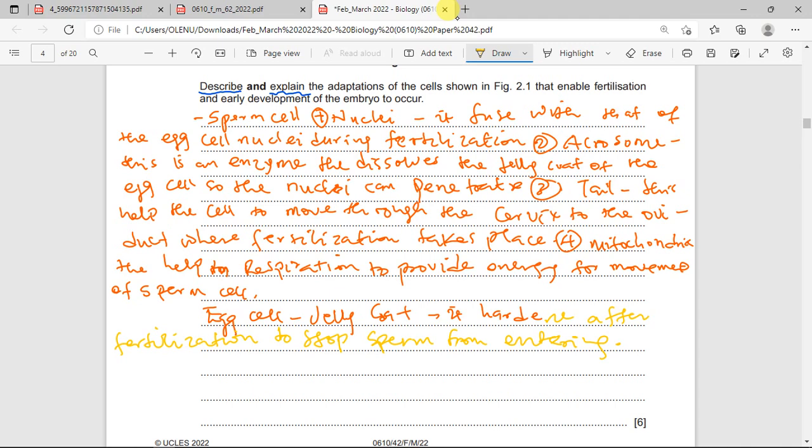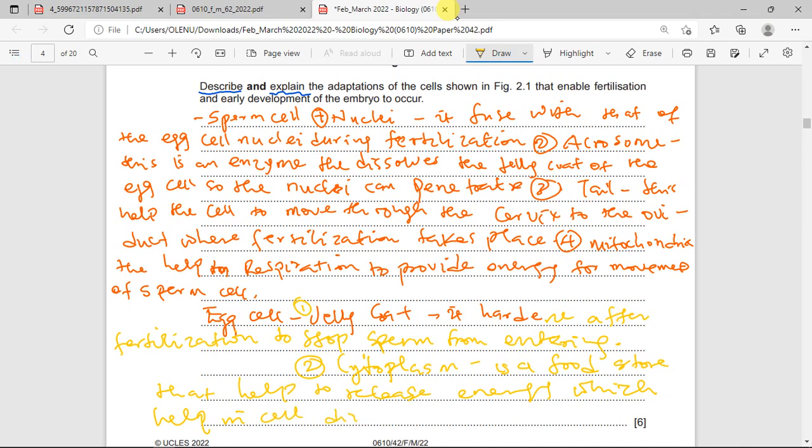Then another major function is that it has cytoplasm. And the cytoplasm acts as a food store. It's a food store that helps to release energy, which helps in the process of cell division of the zygote.